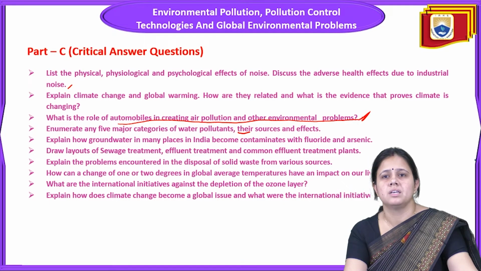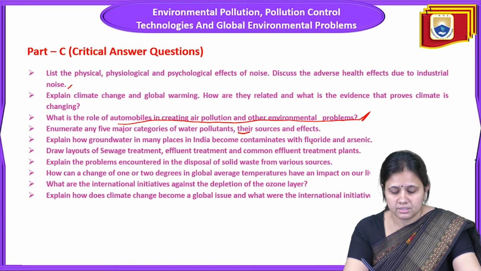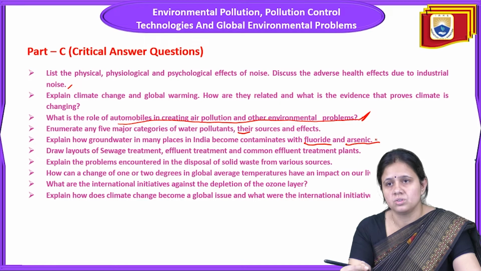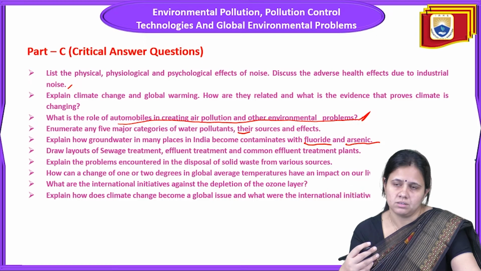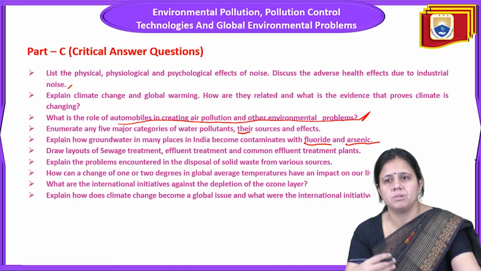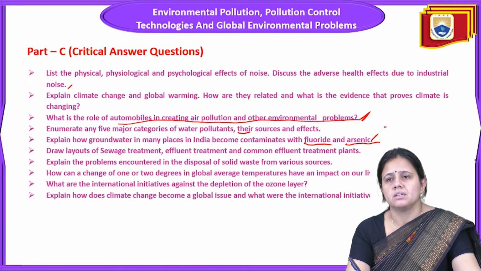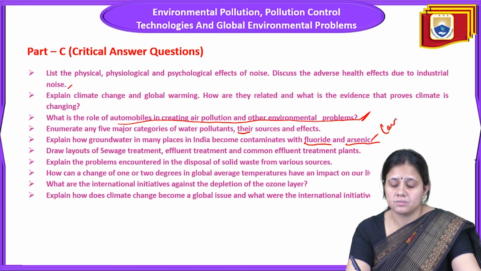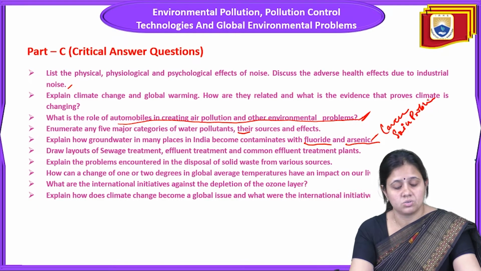Explain how groundwater in many places in India becomes contaminated with fluoride and arsenic. This is a very important question. Here we have already discussed that fluoride is present inside the groundwater. Fluoride enters the groundwater, and this causes a disorder called fluorosis. Like this, arsenic also enters the groundwater, and this causes cancer and skin problems.